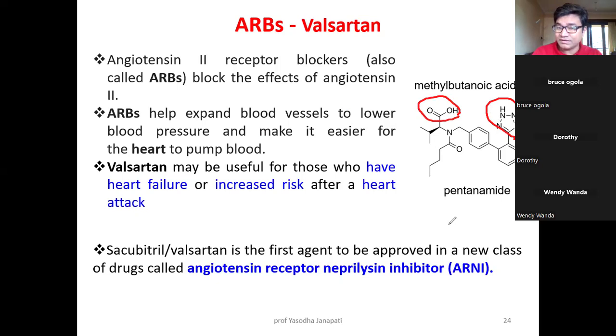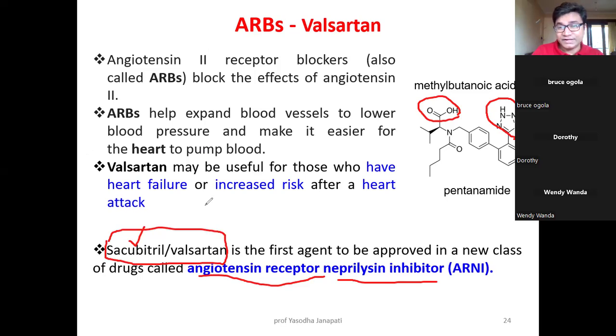Especially nowadays, valsartan is combined with a new drug, Sacubitril. I will discuss that in the coming slide. Next slide. Valsartan plus Sacubitril is the first agent to be approved in a new class of drugs called angiotensin receptor and neprilysin inhibitor. Neprilysin is an enzyme. We are blocking that. So this combination is a very good drug. They are prescribing it more for congestive heart failure patients. Sacubitril plus valsartan.